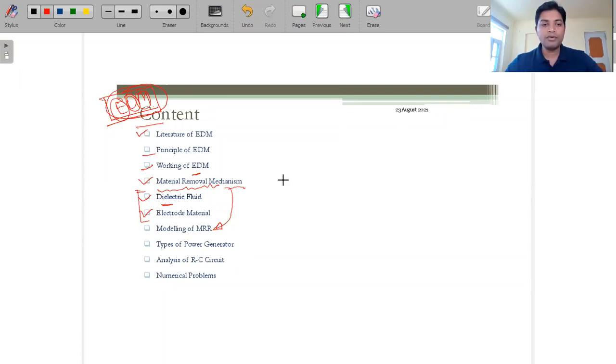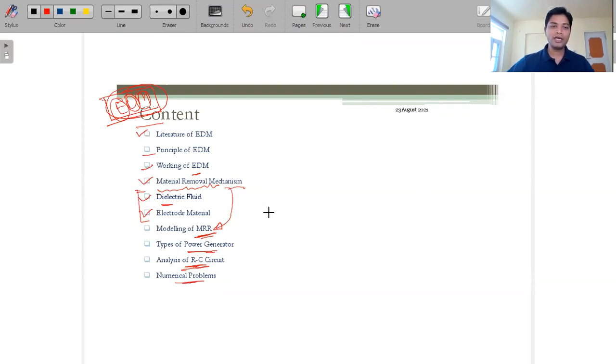Then we will discuss the modeling, how the material removal rate can be found during the EDM process. Then we will discuss the types of generators. There are four types of generators that I will brief you on, and one among them is very important, and the complete process is based on the RC circuit. That we will discuss. And at the end we will discuss numerical problems.